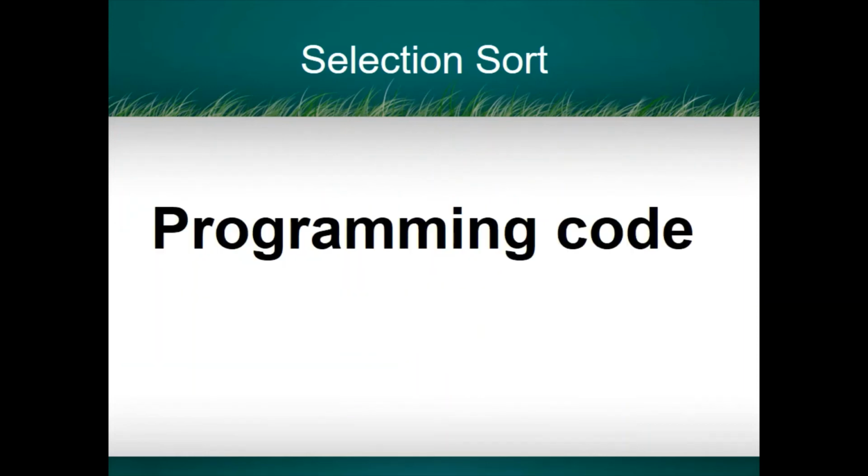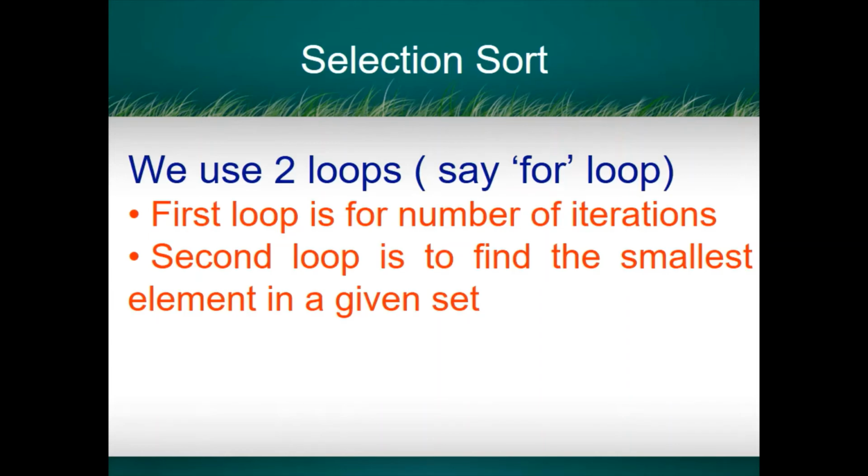Now let's see the code. How to write a program. Here we use 2 loops. You can use for loops. The first loop, which is the outer for loop, is for the number of iterations. Just now I told you, if the input is n, we need n minus 1 iterations. Then the second loop is to find the smallest element. Every time we need to find the smallest element in the given list. So these are the 2 for loops.